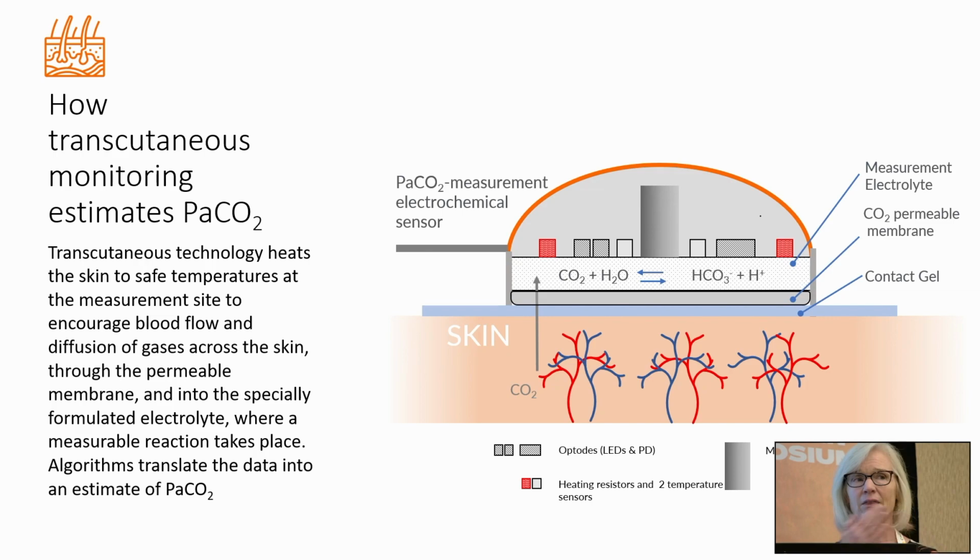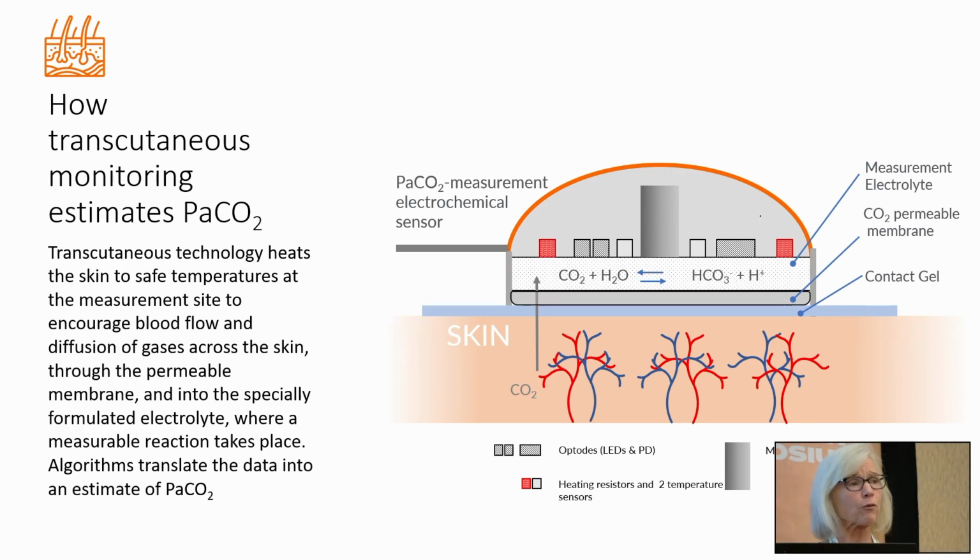So we put that on there, CO2 diffuses across the skin, it goes into a sensor where a reaction takes place, and then based on that reaction, the sensor has an algorithm and it'll give you an estimate of your arterial CO2. So that's where we're getting our sample.